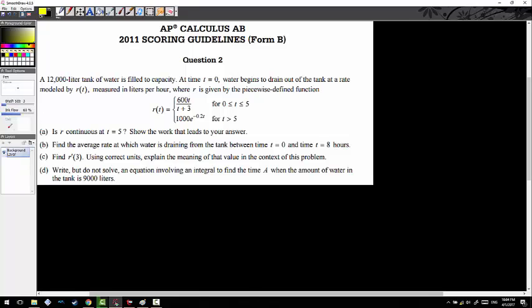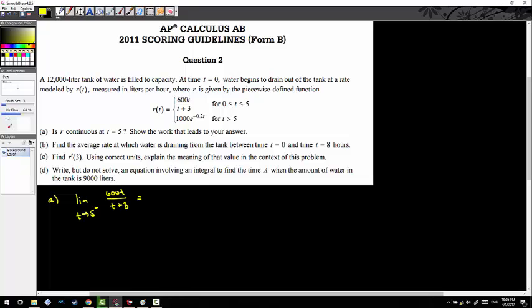First question. Is R continuous at t equals 5? Show the work that leads to the answer. So, continuity on a piecewise function, that should be par for the course at this point. I'm going to take the limit as t goes to 5 from the left side of 600t over t plus 3. Well, what is that?